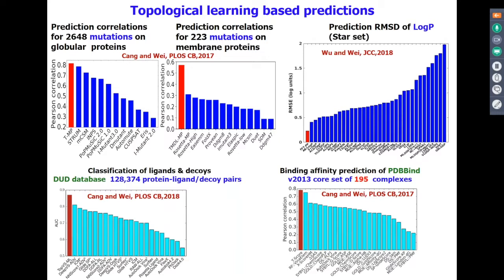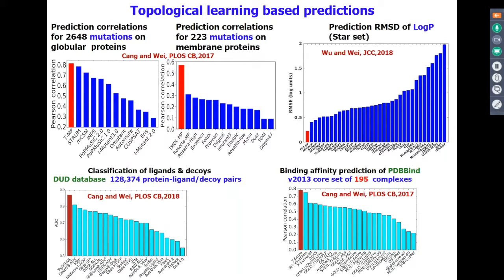So this shows the diagram of how we generate deep learning things like that. So this is the result we did for protein mutation induced free energy change. In this one, we actually use our topological method for mutation prediction. This gives us a better prediction in the field, where a benchmark data set has something like 2,648 molecules for the mutation energy prediction.